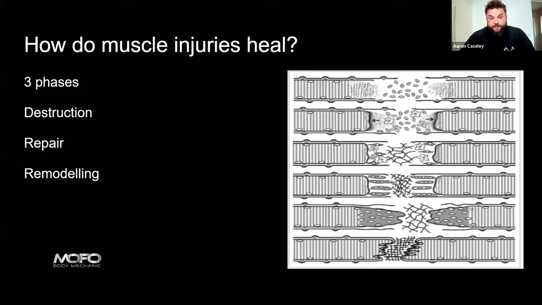Now, once we're out of the repair stage, we get into the remodeling stage. This is where the weak collagen matures into what they call type 1 collagen. There's 20 different types of collagen. Type 3 is what gets laid down in the repair phase. Type 1 is what it eventually matures into, and type 1 has a high tensile strength. From a muscle perspective, it's able to withstand the loads of jumping, running, lifting, doing all the things you'd expect your body to be able to do in a pain-free manner.